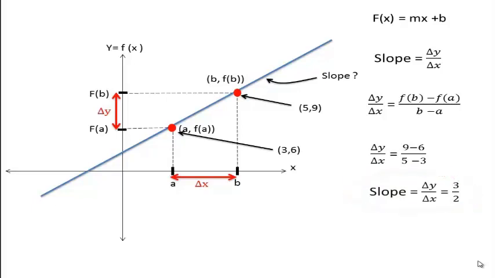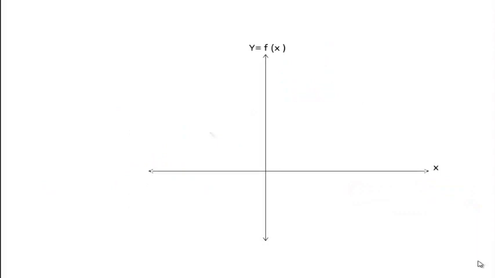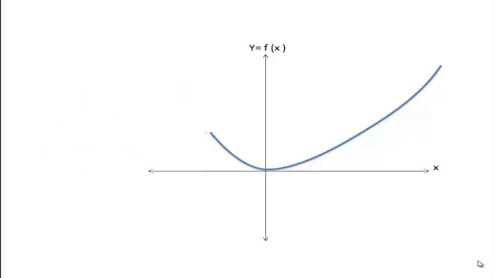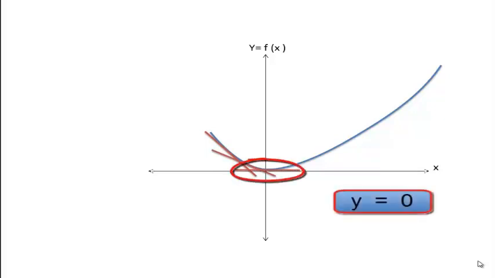Now, let's find the slope of the curve. First, I draw a curve, something like y equals x squared, and I want to find the slope at some point on this curve. The slope was consistent on the line and it was the same at every point, but here, on the curve, the slope is changing. Like here the slope is negative, here it is less negative, here the slope is 0, because here the tangent of this curve is y equals 0.